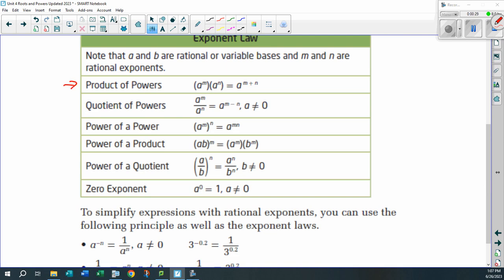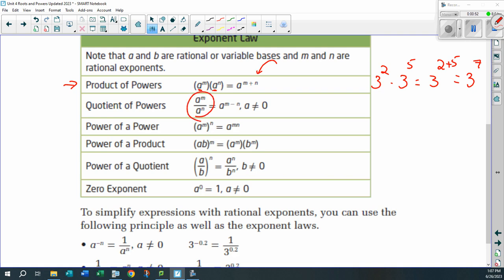Case in point. Let's do the product of powers. Remember this one? If the bases are alike, all you have to do is add the powers. Okay, so what would this be? This would be something like 3 to the power of 2 times 3 to the power of 5, which means just 3 to the power of 2 plus 5, which is 3 to the power of 7. That's that one.